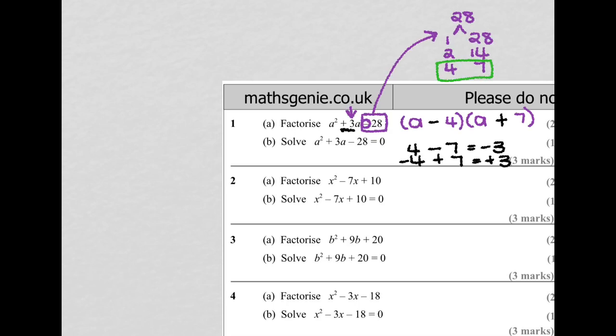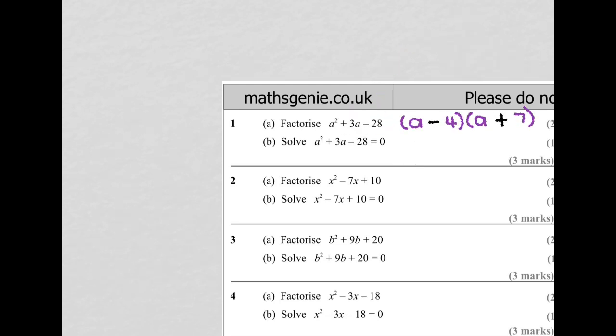What I like to remember is the bigger factor gets the middle sign. So in this case, the 7 is bigger, so that's the bigger factor, and the middle sign is a plus, so it is a plus. Right, so copy that down for question 1a, and then I will show you how we use this to answer question 1b.